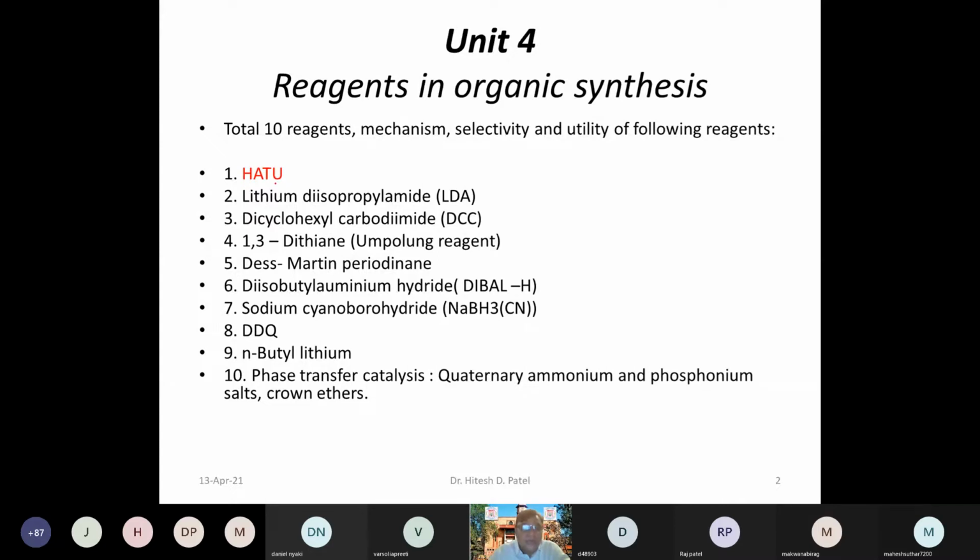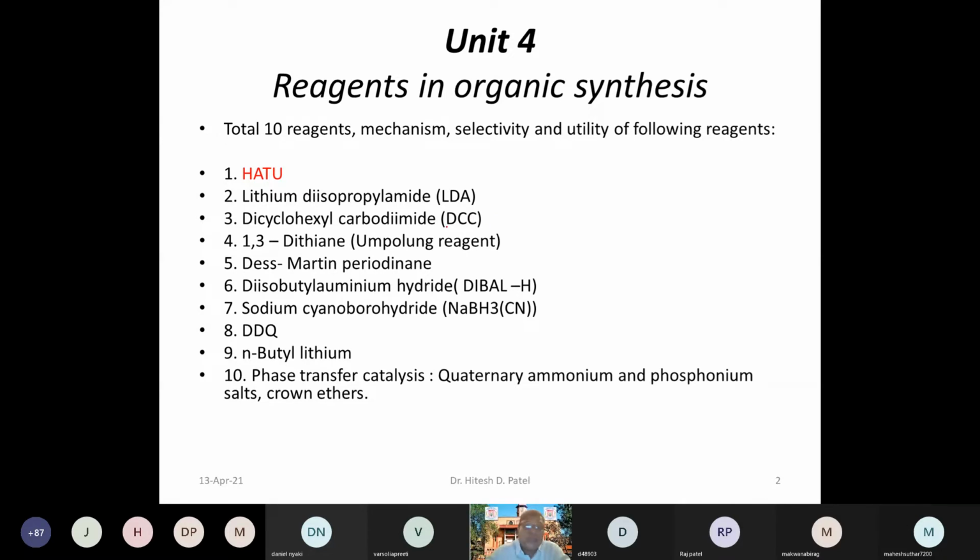This is introduced for the first time in your syllabus. That's why I have put it in red. Then LDA, lithium diisopropylamide. It's a base which we can use for the reaction. Then DCC, dicyclohexylcarbodiimide. This is known as a dehydrating agent. DCC is known as a dehydrating agent.